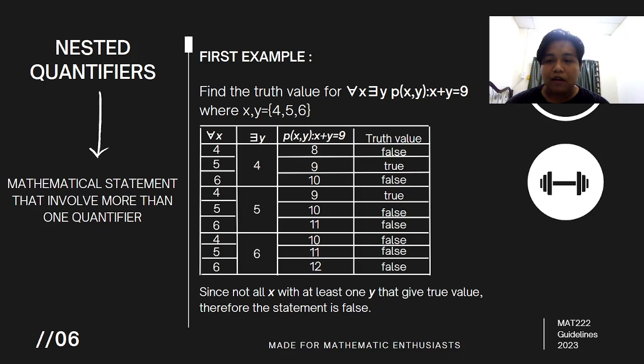We fill in the table with the given set, which is 4, 5, and 6. Looking at the table, when x equals 4 and y equals 4, the statement is false. We do the same with the rest, and for the last result, we get that the statement is false because not all x have at least one y that gives a true value. Therefore, the statement is false.